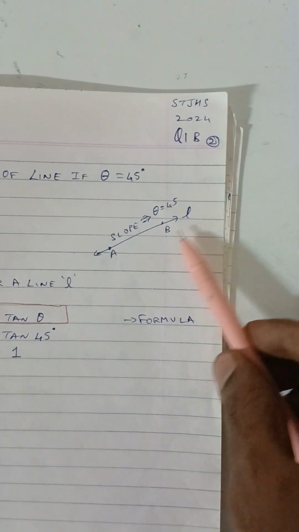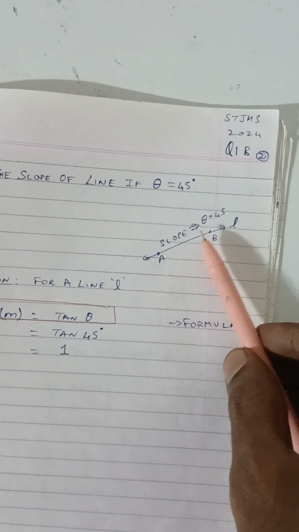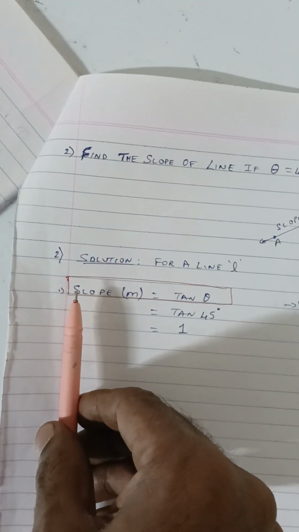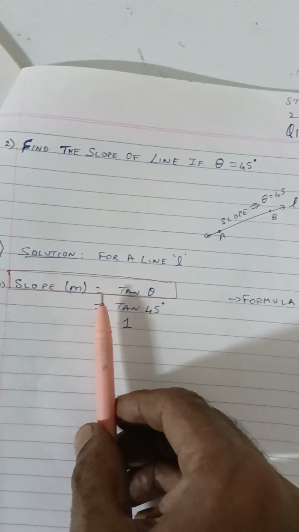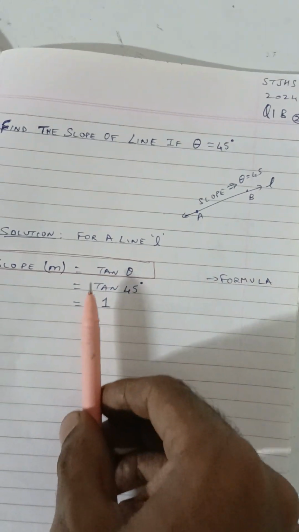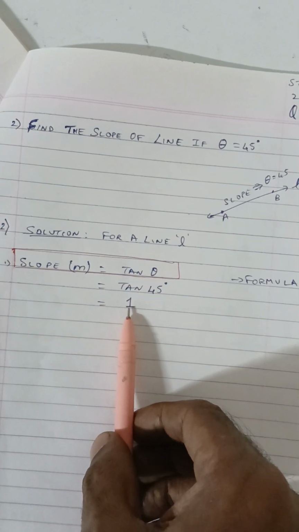Here we have a line, slope is theta, which is 45 degrees. Line, that is line segment AB. Slope is symbolized as m. Slope is equal to tan theta. Formula: theta is 45, so tan 45. In the trigonometric table, we see tan 45 is 1.